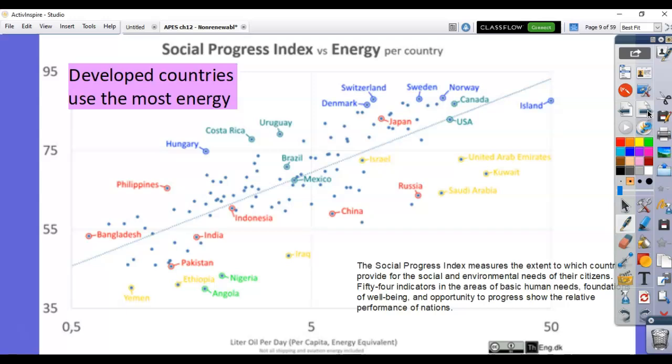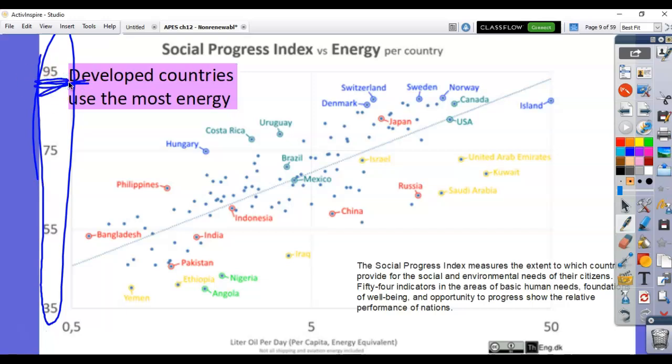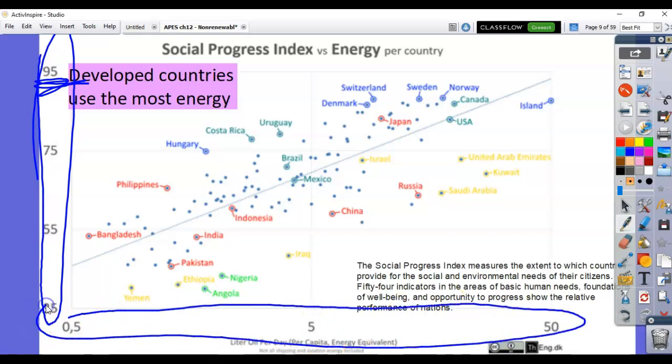So let's take a look at this chart. It's a little bit tricky to read, but once I explain it, you'll totally get it. So over here on the left-hand side, we get a measure of how developed a country is. So if we're up here at the top at like 95, it's a really developed country, okay? It's just a measure of how developed the country is. Down here at the bottom, how much energy they use. So this is a lot of energy, okay?